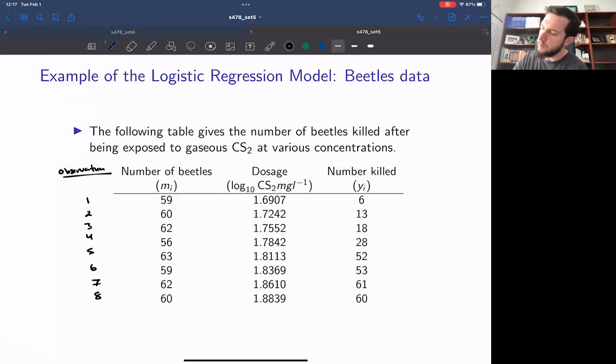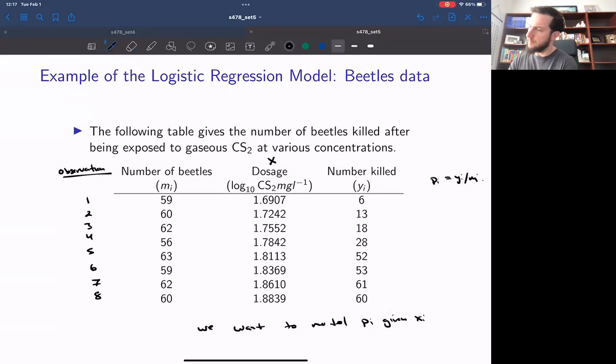Okay, so our explanatory variable here is going to be the dosage level. So this is going to be X. And then yi is going to be, well, again, we're going to model the probability of success, which is going to be P equals yi over mi, right? So we want to model pi given xi.